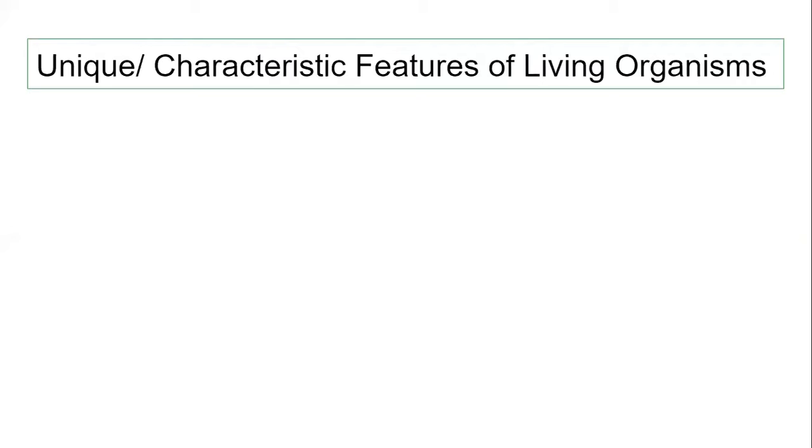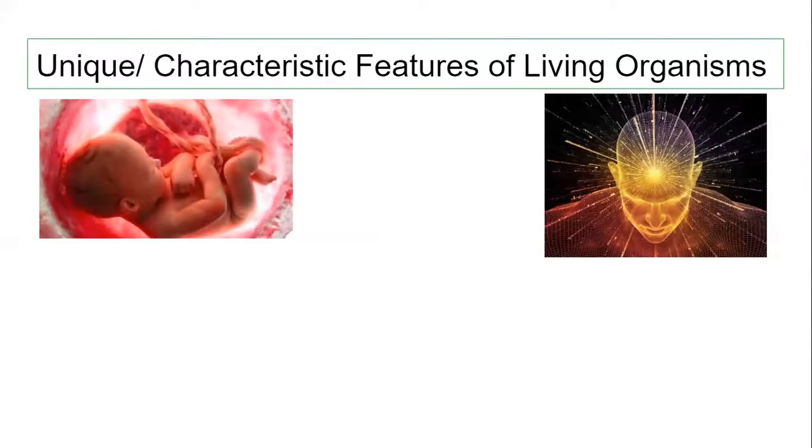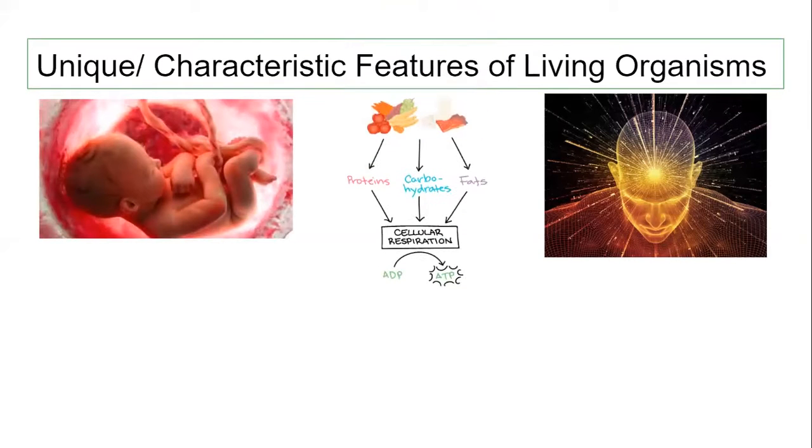So we just discussed the unique features of living organisms. What are they? It is reproduction, it is interaction or consciousness, it is metabolism, where the chemicals are getting converted into biomolecules so that they can be utilized by the body. And then there is cellular organization of the body.